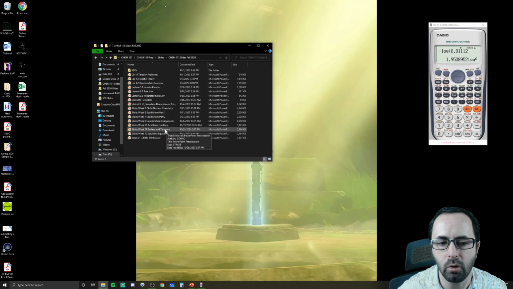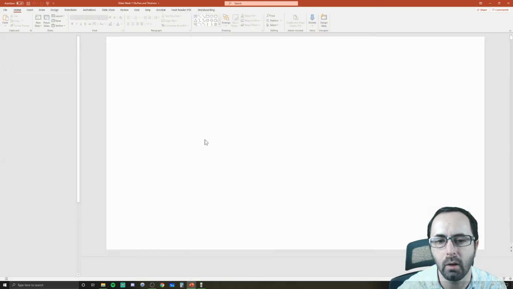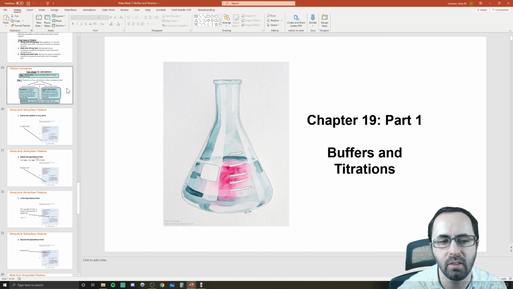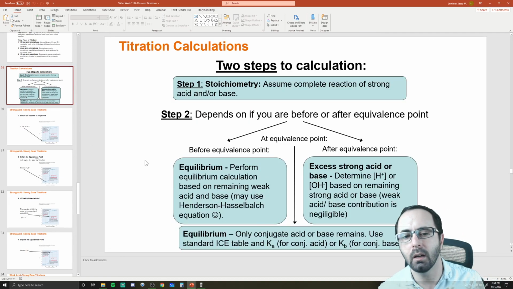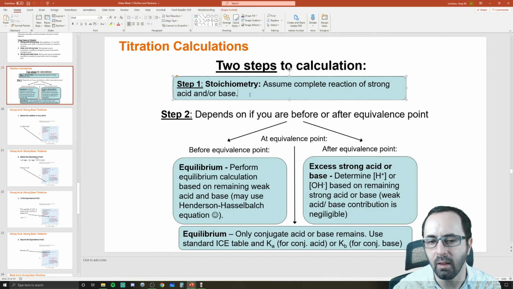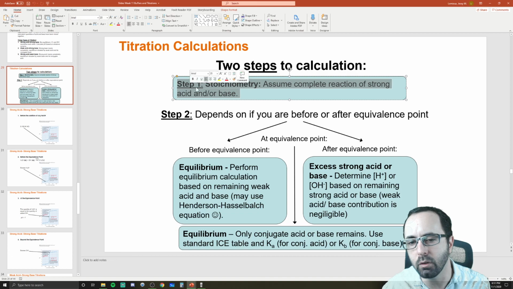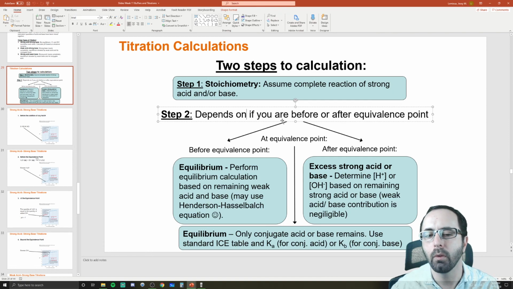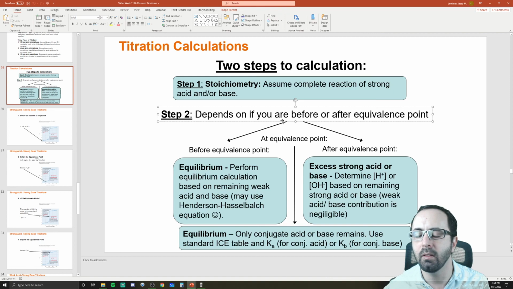And the concepts are really, I'd say, the tough part here from last week's slides. Remember the steps that are laid out here. You're going to have a change in volume, so you figure out the new molarities. Then you apply step 1, the stoichiometry step, and here you always assume complete reaction of the strong acid or strong base. But when you get to step 2, the equilibrium step, this depends on where you are in the titration.